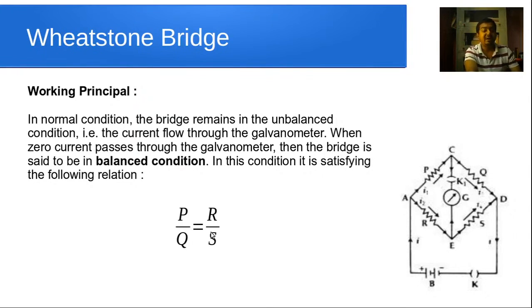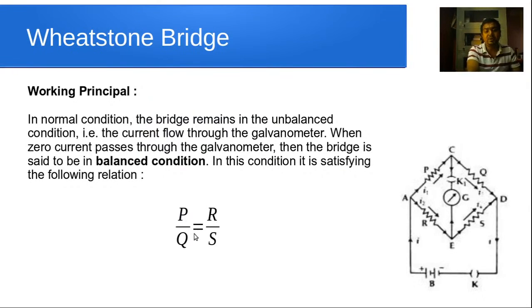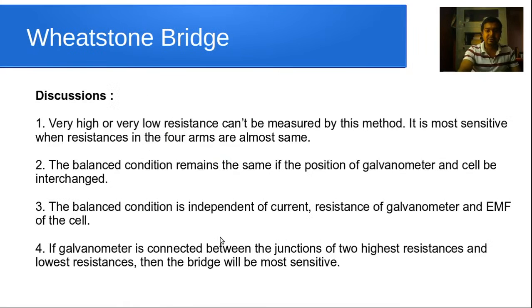In those two types of condition, S cannot be measured accurately, because the galvanometer is not that sensitive to give the balance condition. So in very high resistance and very low resistance, the galvanometer cannot work properly. But it is most sensitive when the resistances P, Q, R, S in the four arms are almost the same. Then we can measure the unknown resistance S very easily, because the galvanometer works very smoothly, and the total circuit will be very sensitive to measure the unknown resistance S. So it is most sensitive when the resistances of the four arms are almost the same.